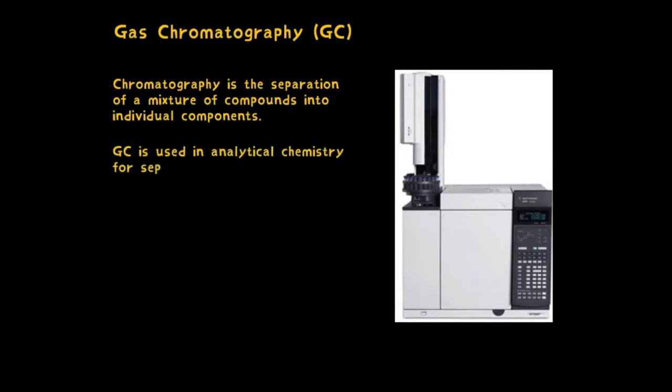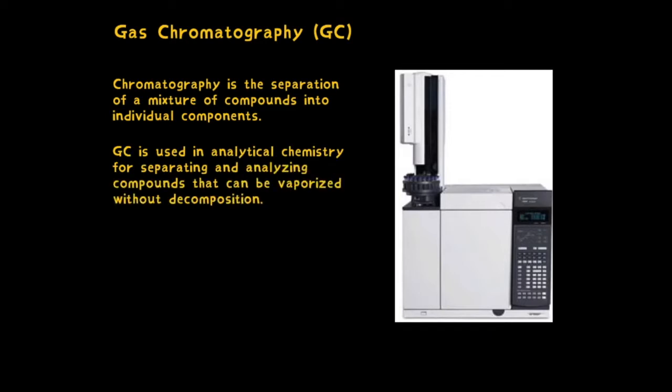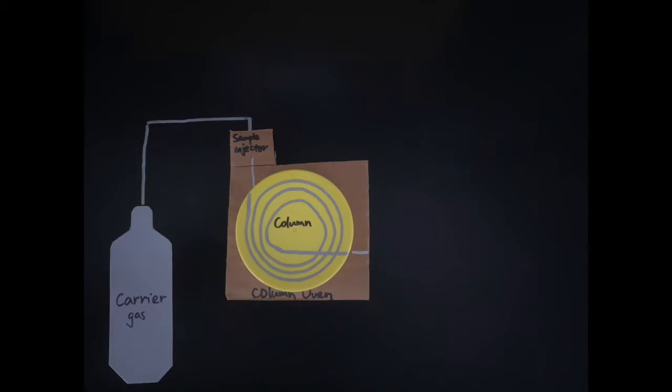GC is a common type of chromatography used in analytical chemistry for separating and analyzing compounds that can be vaporized without decomposition. So GC can be used to test the purity of a particular substance or separate different components of a mixture. In GC, the mobile phase is a carrier gas. Usually, it is an inert gas such as helium or an unreactive gas such as nitrogen. Carrier gas can sweep the analyte molecules through the column.